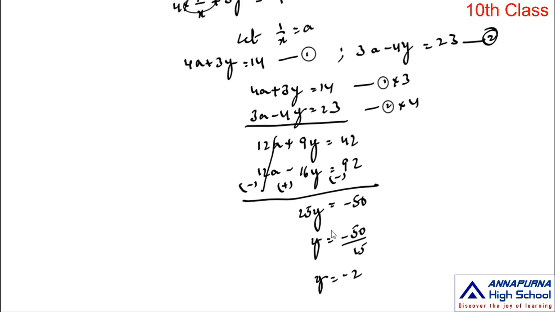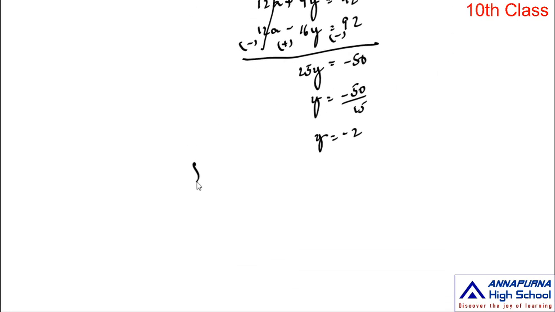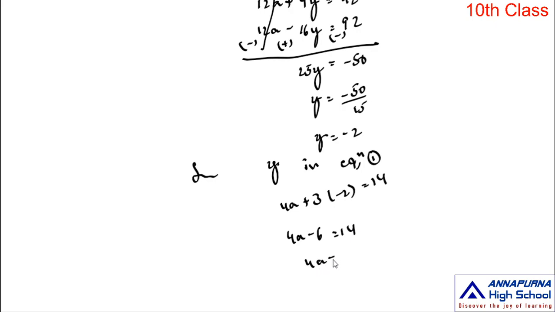Okay, now substitute this y in equation 1 or 2. Substituting y in equation 1. Okay, so 4a plus 3 into minus 2 is equal to 14. 4a minus 6 is equal to 14. 4a is equal to 14 plus 6. So 4a is equal to 20. A is equal to 20 by 4, it is equal to 5.